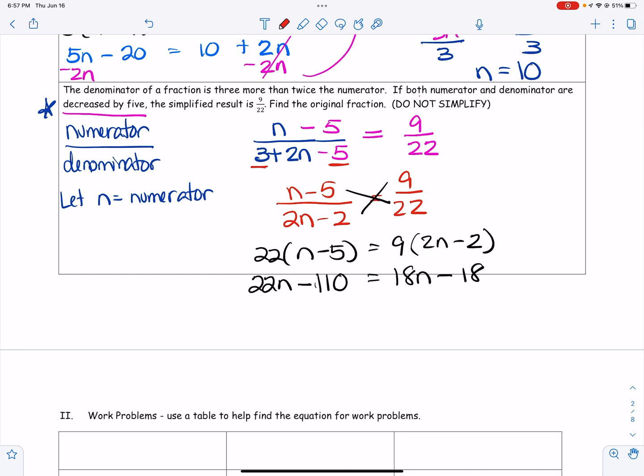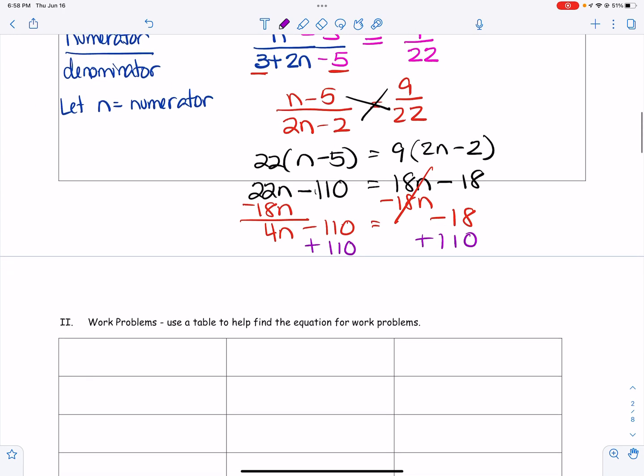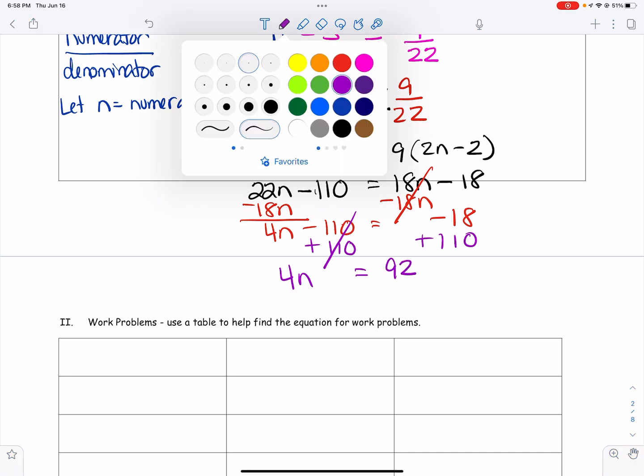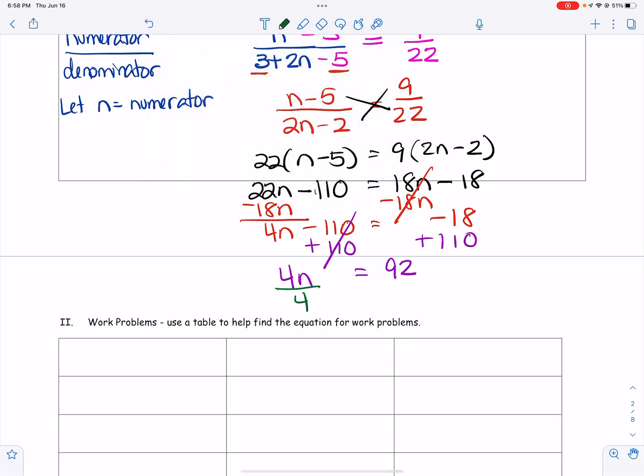Move over. I'm going to move over the 18n. And that gives me 4n. And don't forget, that's a negative 18. And then I'm going to add 110 so that I get 4n is equal to 92. Divide through by 4, and so my numerator comes out to be 23.